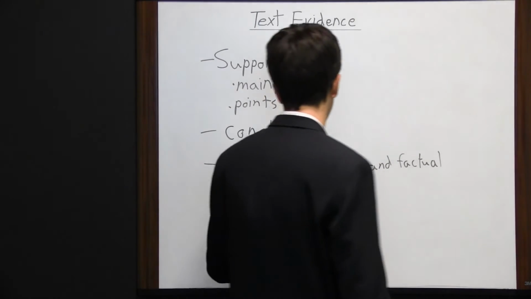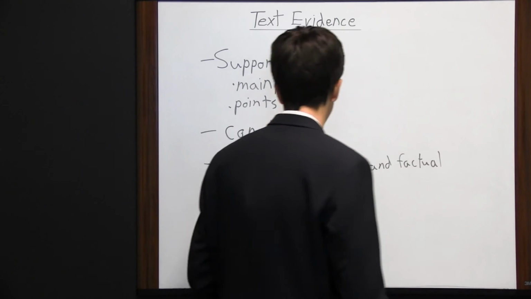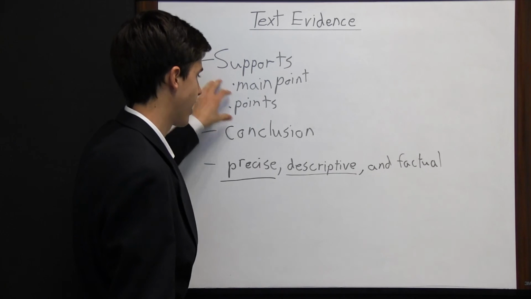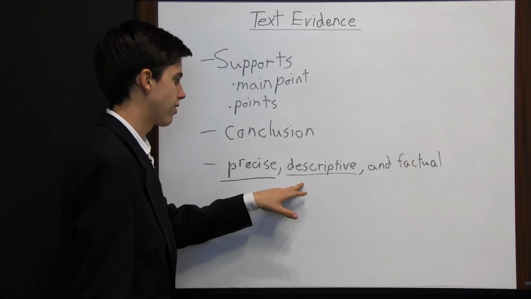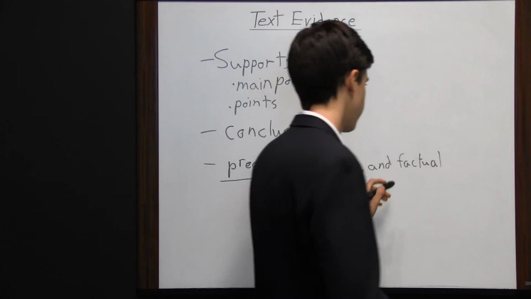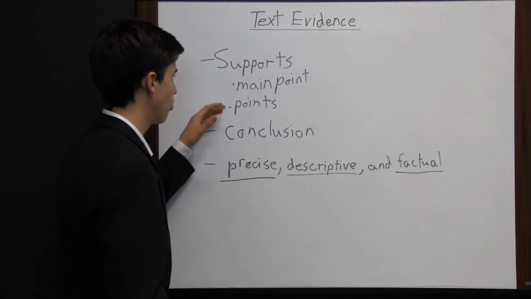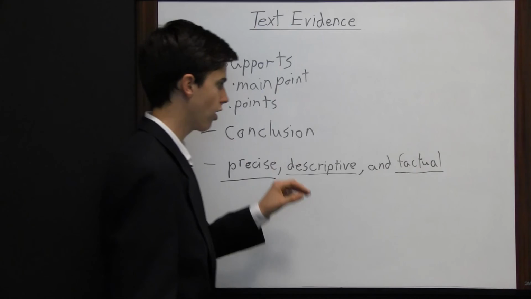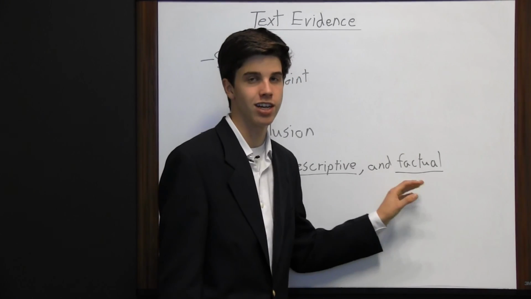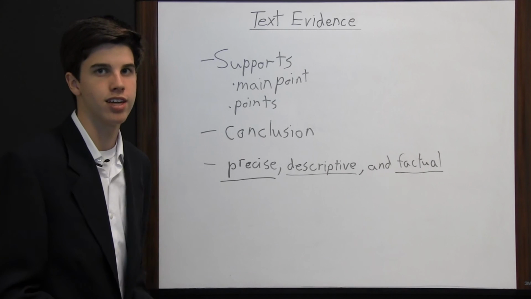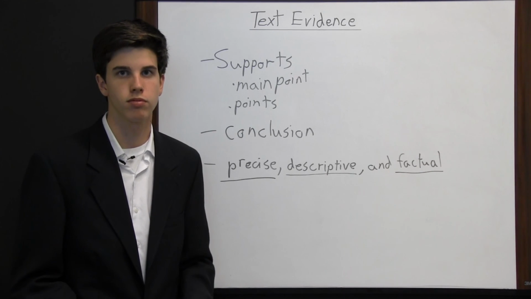It's also important that this text evidence is descriptive, because again, main points and points are vague, so it's important to have something very descriptive. And it's also important that they're factual, because since the text evidence is backing up or supporting the main points and points, it's important that these facts, or this text evidence, is factual, so that it's actually credibly backing up the main points and points throughout the story.